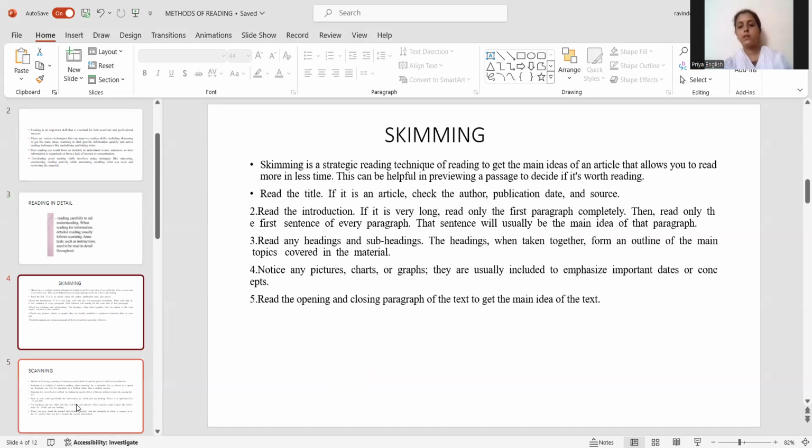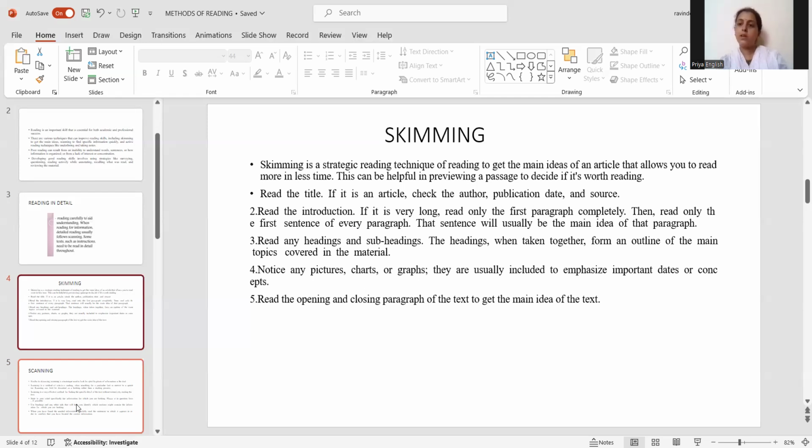The next reading technique is skimming, which we have discussed. Skimming is a strategic reading technique of reading to get the main ideas of an article that allows you to read more in less time. And this can be helpful in previewing a passage to decide if it's worth reading.